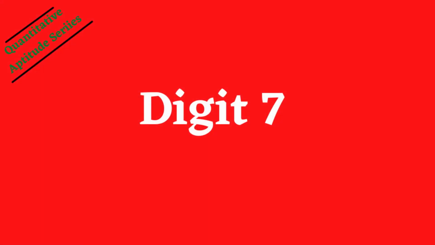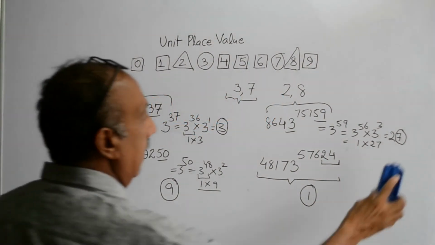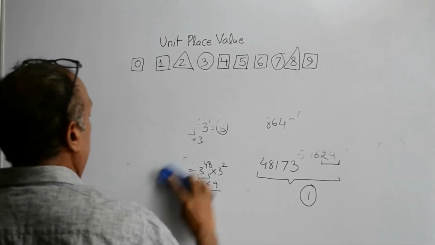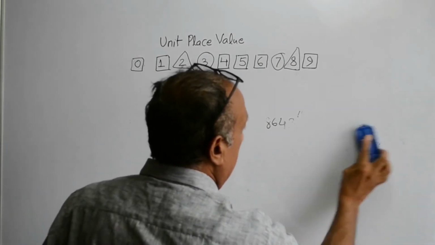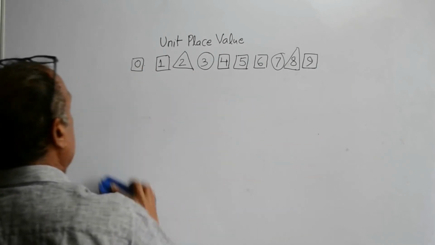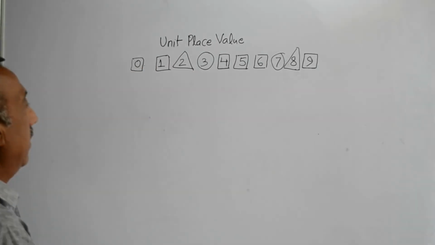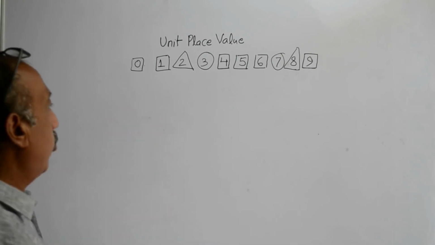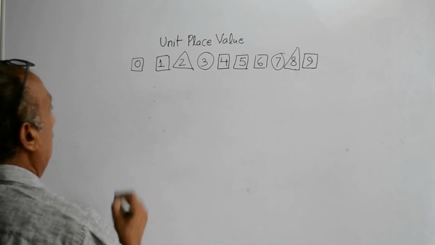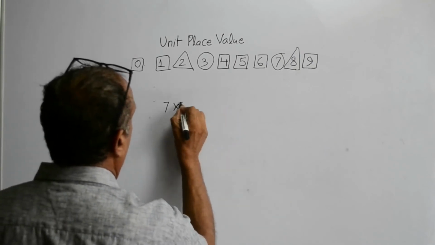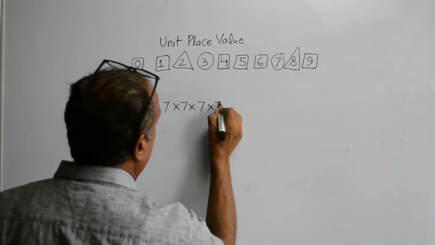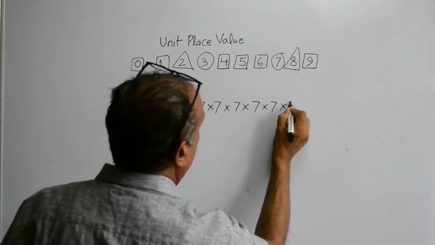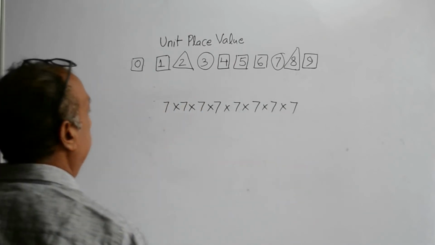Now let us solve the problems related to digit 7. The digit 7 has exactly the same method as we have followed in case of the digit 3. Now let us see how 7 behaves when it is multiplied several times.